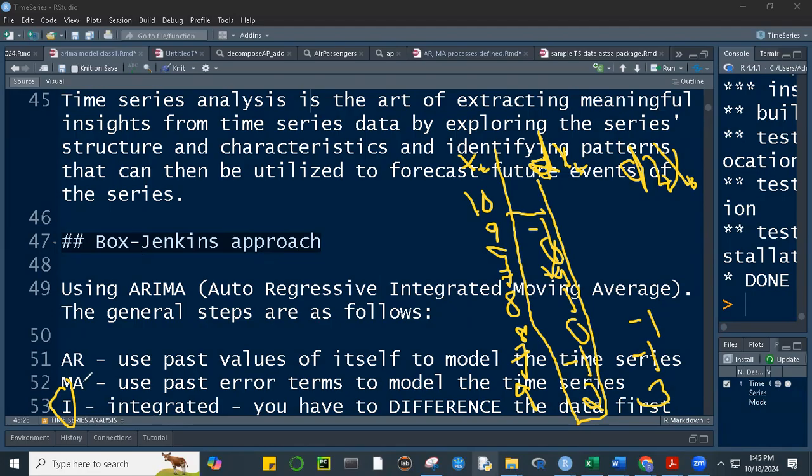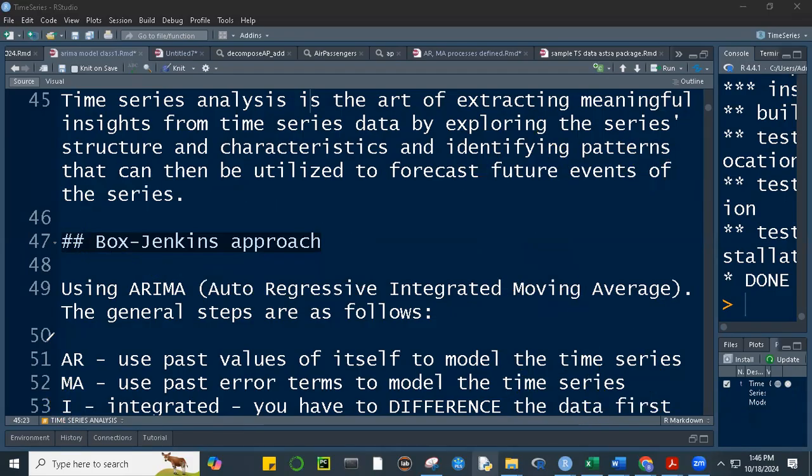And why do we difference, class? We difference because we need to transform our data into a certain type of data so that we can use the Box-Jenkins approach. Okay. So what is the quality, what is the characteristic of the data so that we can use the Box-Jenkins approach? Okay, so let me discuss that now.